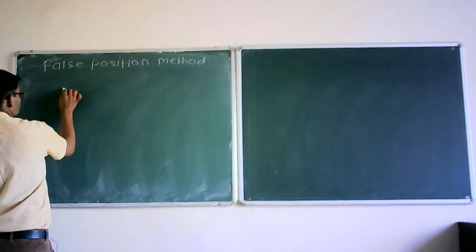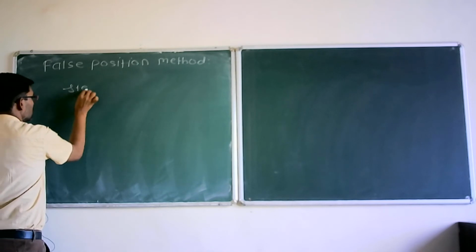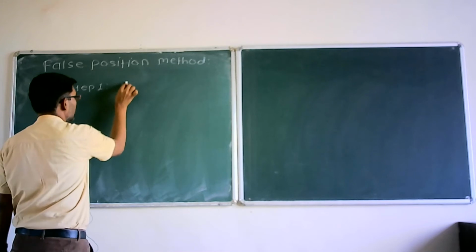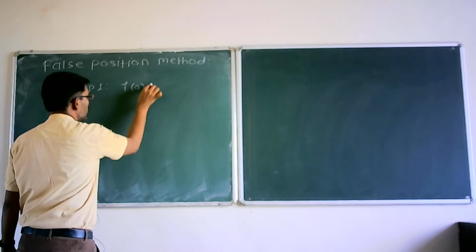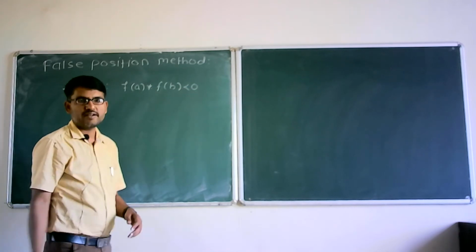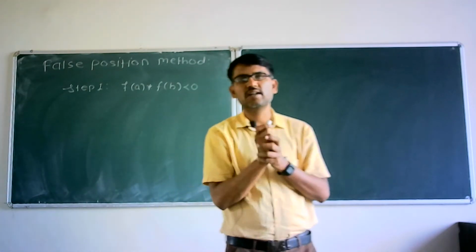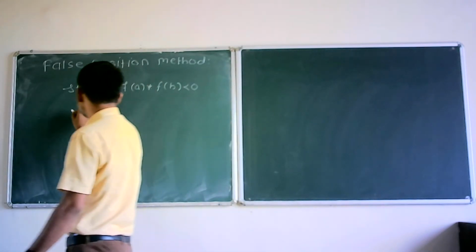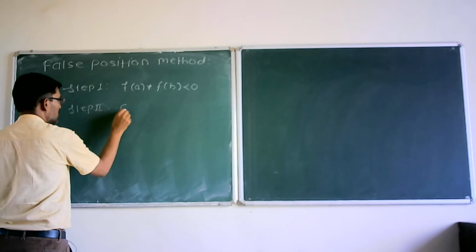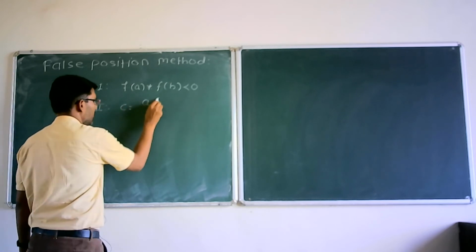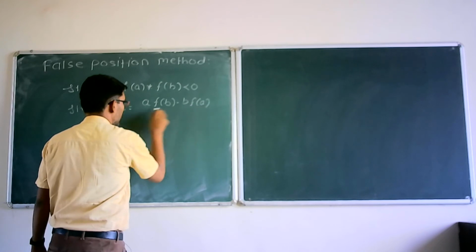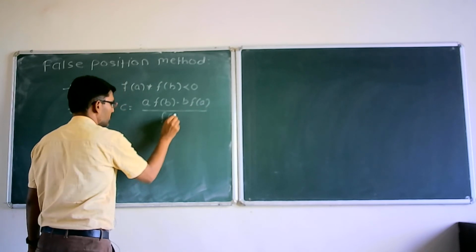Step 1: find two numbers a and b such that f of a into f of b is less than or equal to 0, opposite signs, so that your root belongs in that interval ab. Step 2: find the value of c by using the formula (a f of b minus b f of a) divided by (f of b minus f of a).